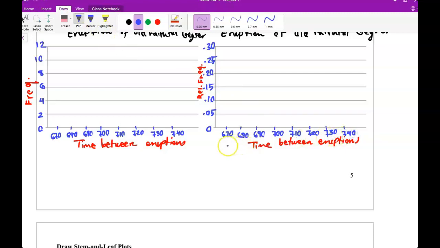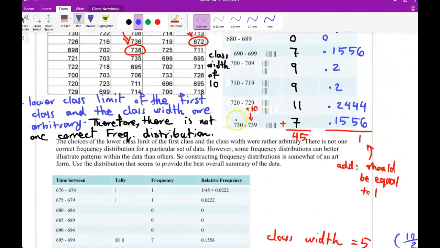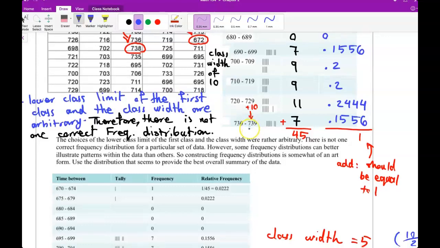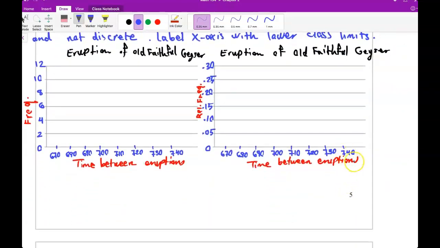Okay, so we have all these lower limits, and this one is not a lower limit. This is the upper limit, because the lower limit was 730, then after that we have 739.9999, which is approximately equal to 740. That's why here in the final part we have 740.